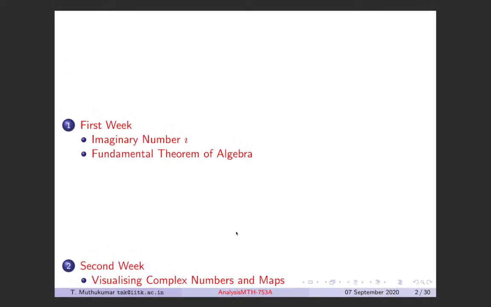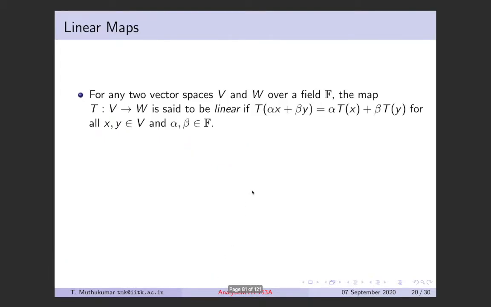Okay. So to start looking at complex numbers and complex maps, let's start with the definition of a linear map. This you must have seen in your course in linear algebra. If you have two vector spaces V and W over the same field F, then a map from V to W is said to be linear if this property here is satisfied for all scalars alpha, beta from the field and all the vectors x and y from V. This is the definition of linearity.